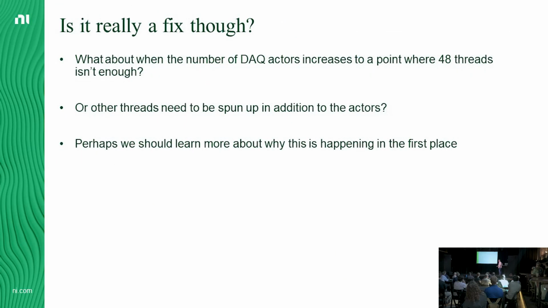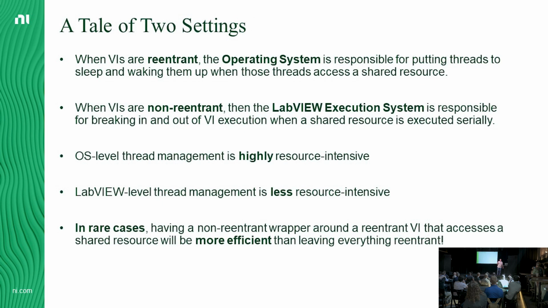But I wasn't really happy with that fix. I mean, I'm glad we got the LabVIEW programmer unstuck, but I wasn't happy with that because what if he eventually spins up a bunch more DAC actors and now he hits a limit and now we've got to bump that thread count again? Why is this happening in the first place? Maybe we need to know why LabVIEW has that restriction and why this user was encountering a situation where just more threads solves the problem.